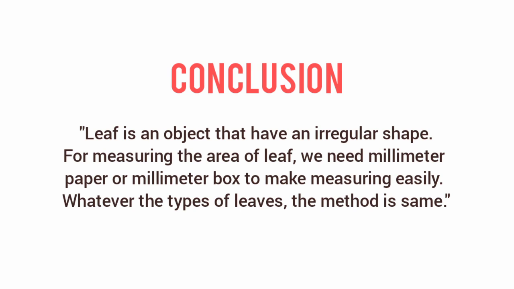We can conclude that a leaf is an object that has an irregular shape. For measuring the area of a leaf, we need millimeter paper or millimeter box to make the measuring easier. Whatever the types of leaves, the method is the same.